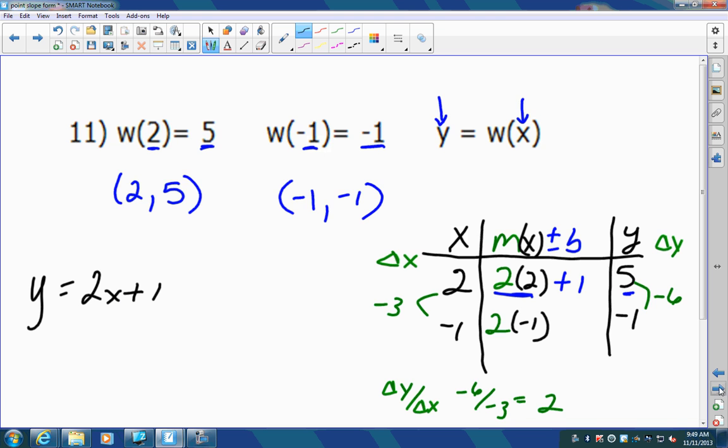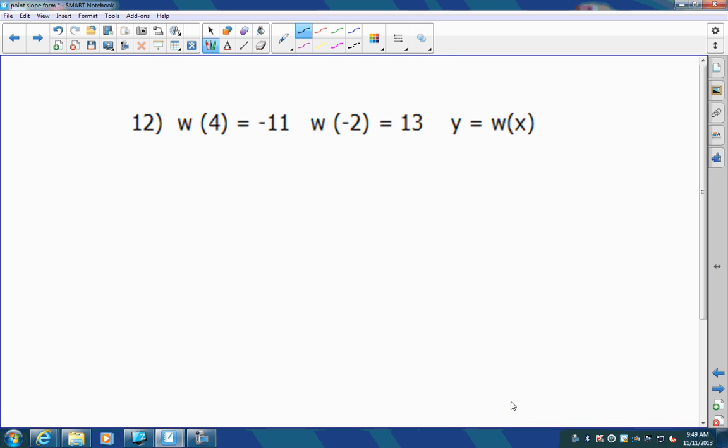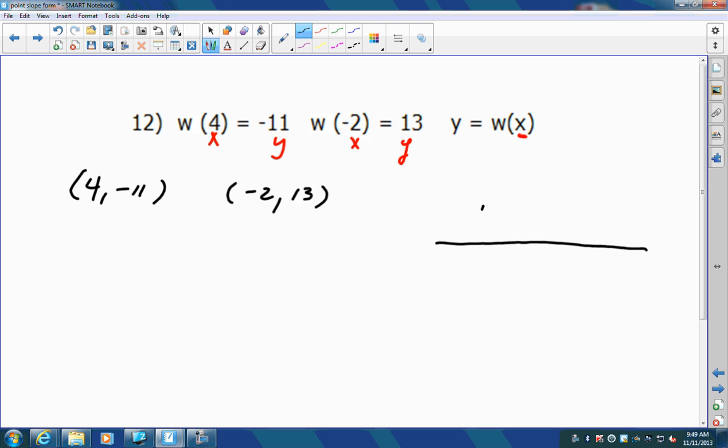All right, so let's look at number 12. Same type of thing. First question is, what do you need to do in order to write it as an ordered pair? Well, remember that inside the parentheses is the X. So I've got my X number and my Y number. So I have 4, -11, -2, 13. All right, now go ahead and build your table.